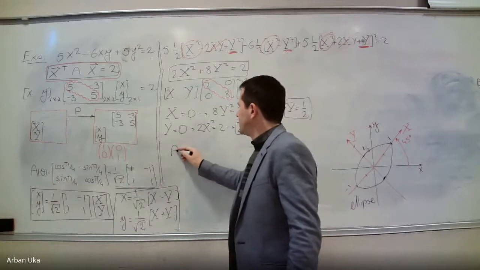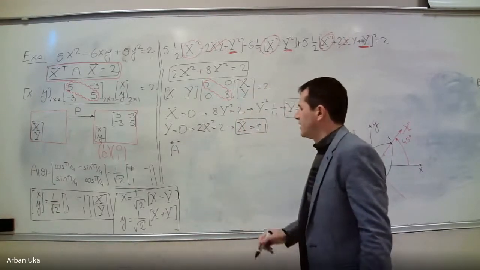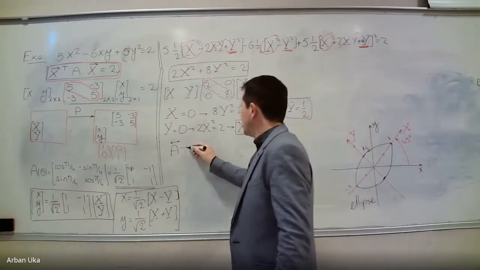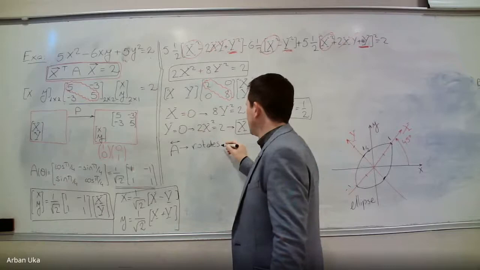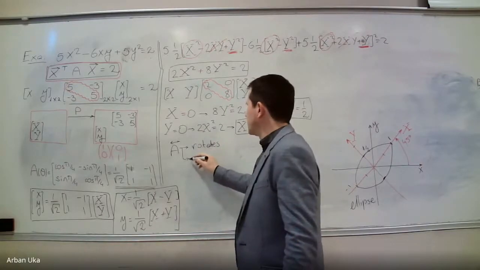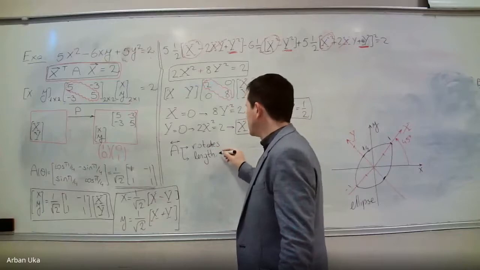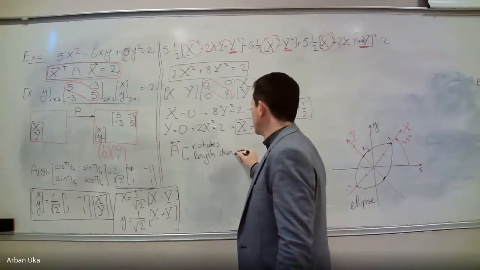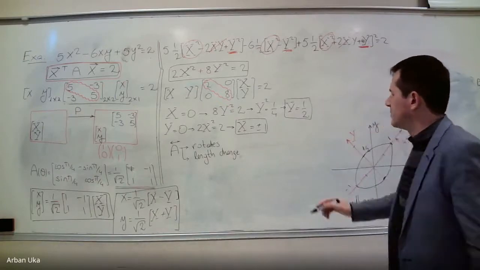So a matrix A, when it operates on any vector, rotates the vector, right? And the second thing it does is change the length. That's correct. It can expand it or it can make it shorter. So this is what happens.